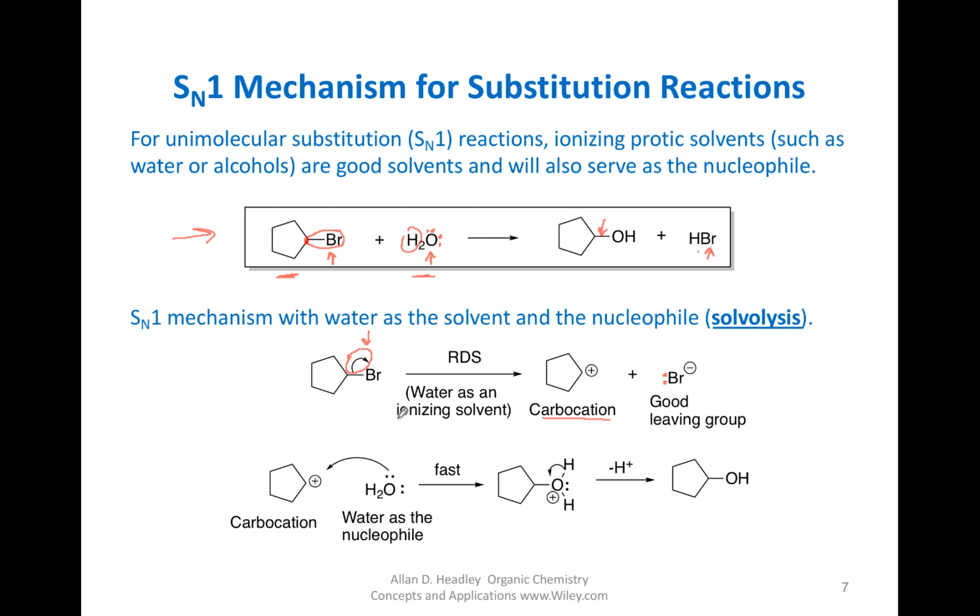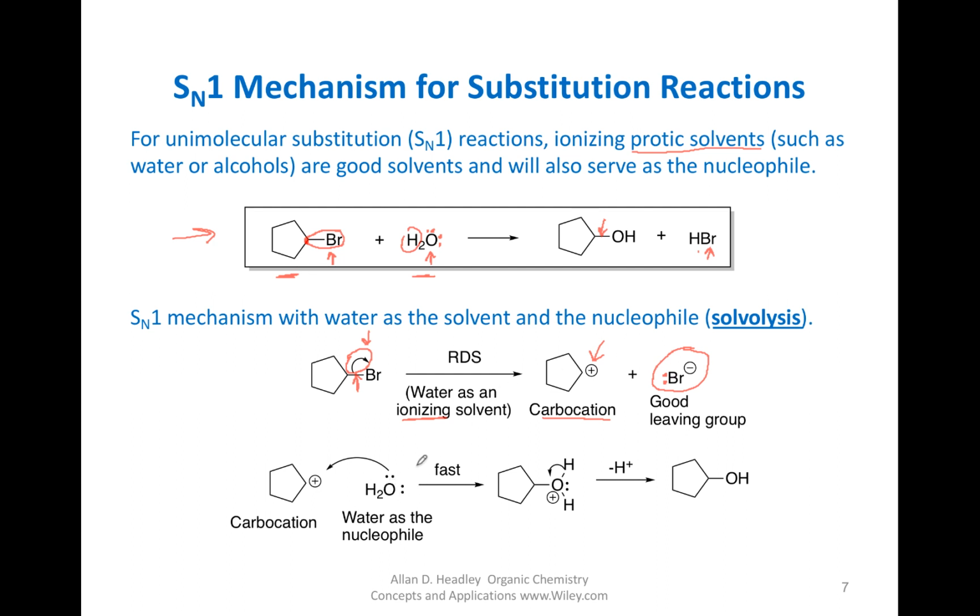It's a good ionizing solvent because it is a polar protic solvent. So it will assist in breaking that bond to give the bromide anion and the carbocation, because it's an ionizing solvent and it aids in ionization. This process is also called ionization.